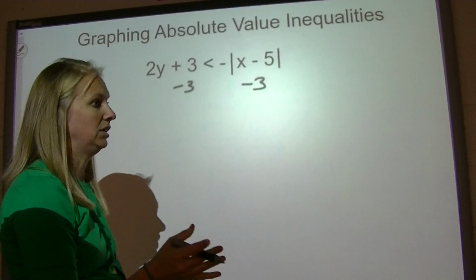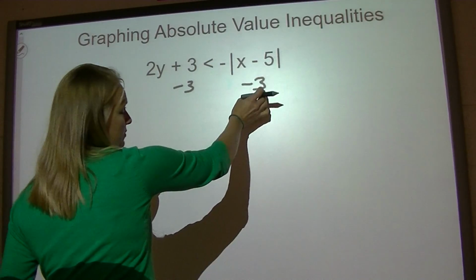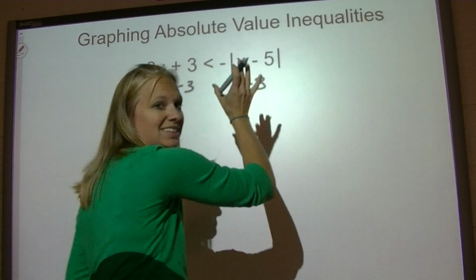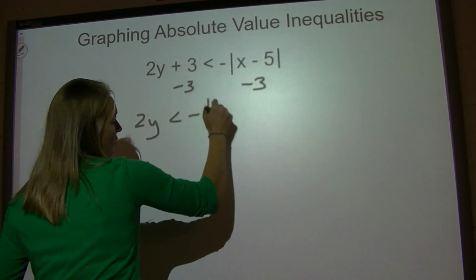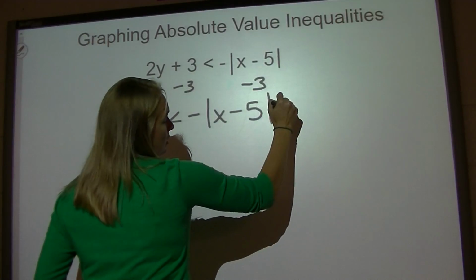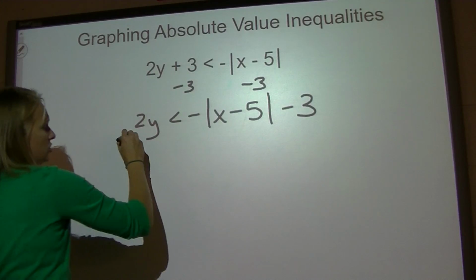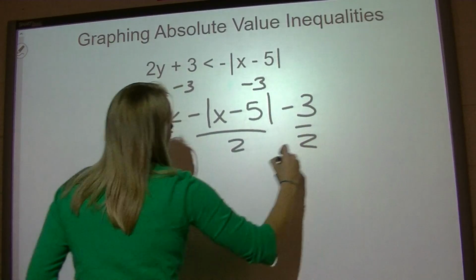I just move it outside, because I can't take this minus 5 and this minus 3 together. Yes, they're like terms, but this 5 is attached to this x because it's inside the absolute value. So it's going to be 2y is less than negative x minus 5 minus 3 outside the absolute value. And then this is 2y, so I have to undo that and divide everything by 2.